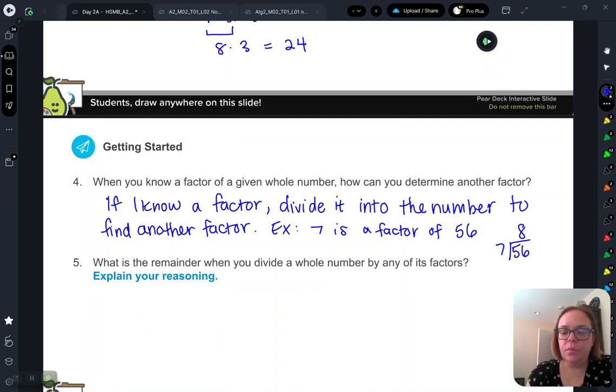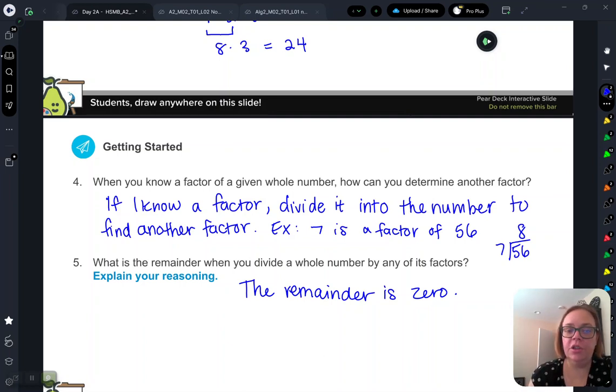Okay, so what is the remainder when you divide a whole number by any of its factors? I think we know this. The remainder is 0. We mentioned that earlier. Okay, when you divide a number by a factor, it should go in evenly, so there shouldn't be a remainder.